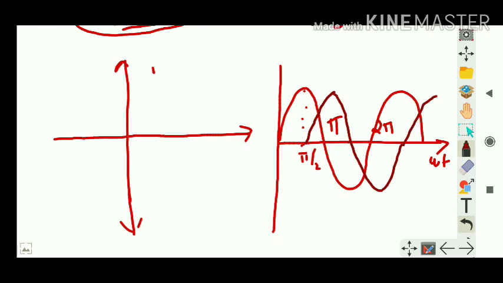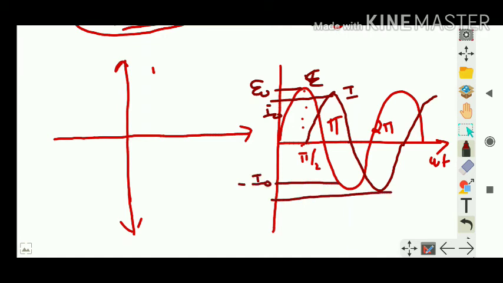This was the current circuit. This is voltage, this is current, or you can write it as EMF like this. The peak is epsilon naught, current is I naught. This will be negative when this is minus I naught, and this will be minus epsilon naught. This was the graphical representation.